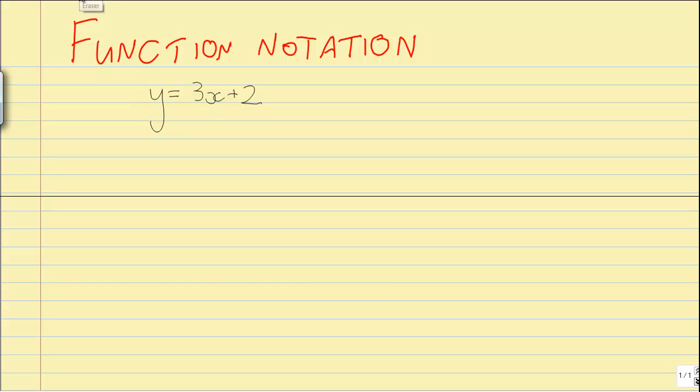There's another way of writing these functions though, which we're going to look at right now, where instead of writing y equals, we write f of x. And that's how this is pronounced here, f of x. That means that it's a function called f, and it's in terms of x. That just means that in this function, we're going to be using the letter x as our variable.